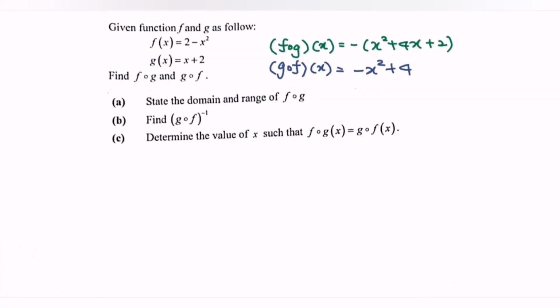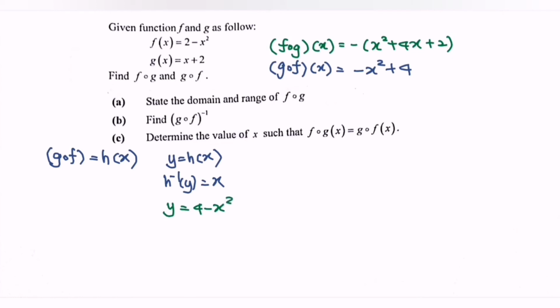B refers to g∘f inverse. So what we have to do is to make sure it is in the standard form for g∘f. Let's say we name g∘f as h(x). In here, let's have the statement y equals h(x), so h inverse of y is equal to x. So let's begin. y is equal to 4 minus x squared. What we have to do is to express x in terms of y.